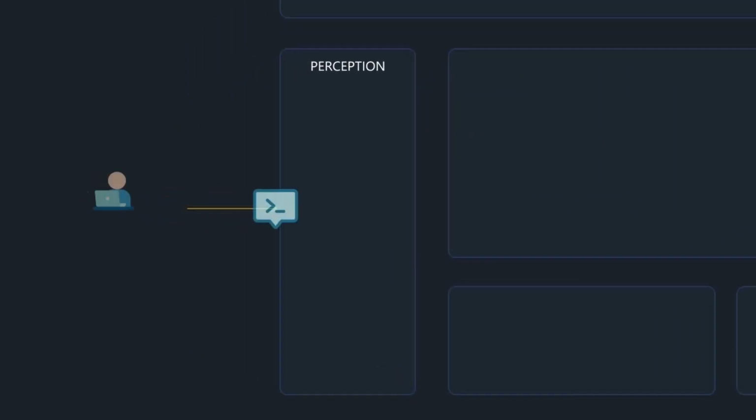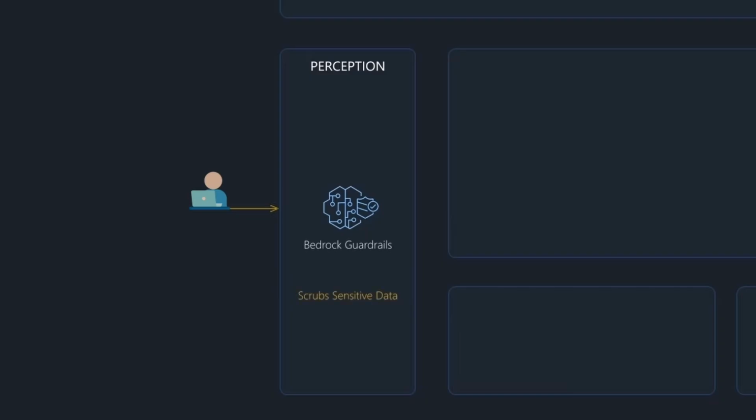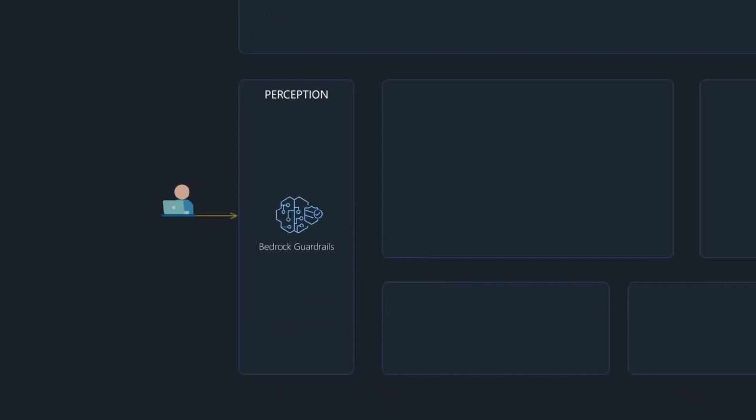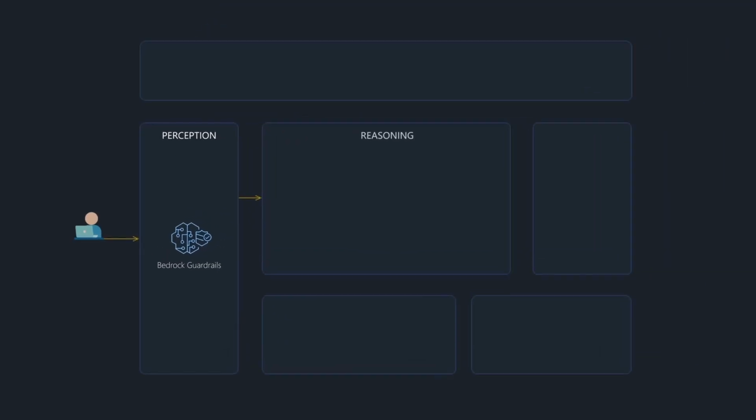First is the perception layer, where we can scan and sanitize input data. In the AWS ecosystem, we implement this by using Amazon Bedrock guardrails. It detects and scrubs sensitive data, blocks prompt injections, and sanitizes the inputs before they ever reach the agents. Once the data is clean, it hits the reasoning layer.